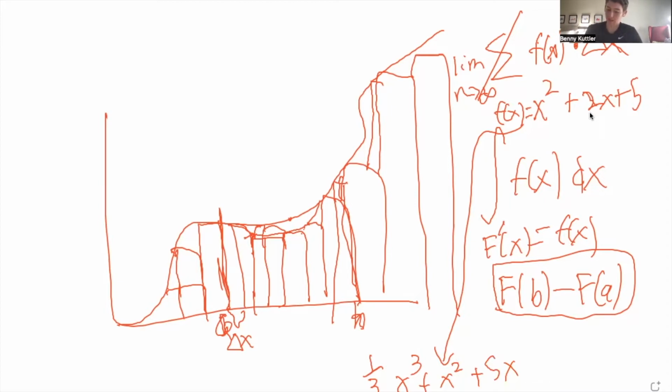But wait, there's no constant at the end of this. And that's because if we took the derivative of this, the constant could really be anything. So the graph could start here, or it could be the same graph that starts up here, because the derivative doesn't encode any extra constants at the end.